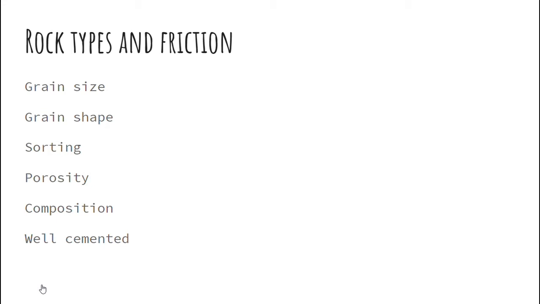Factors that affect a rock's friction coefficient are grain size and shape, sorting and porosity, and composition and cementedness. Grain size refers to the physical dimension of individual particles of rock.